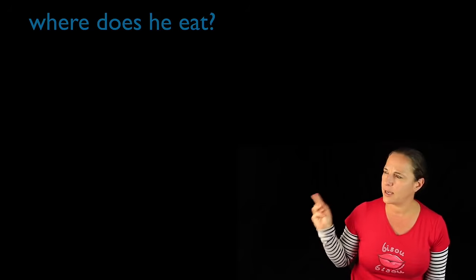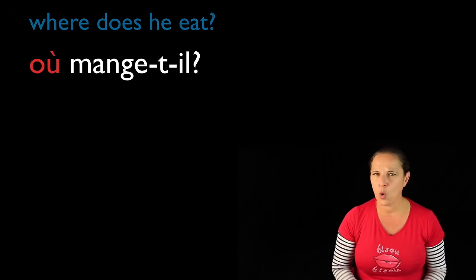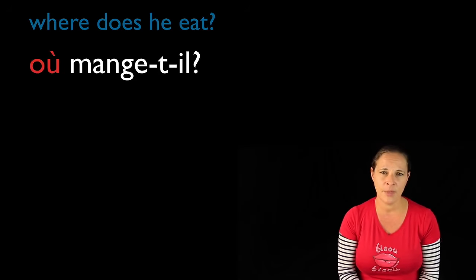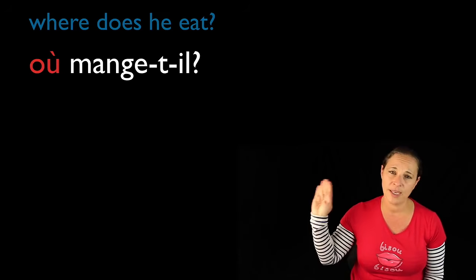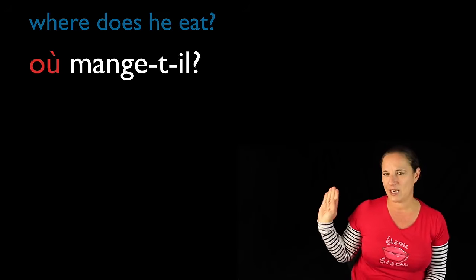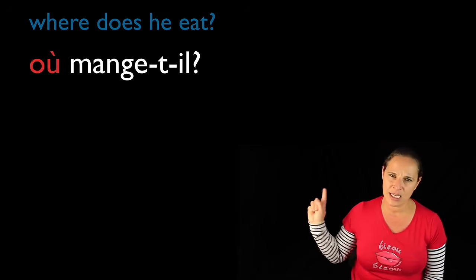Well, it will look like that in French. Où mange-t-il? Okay, what we've done is inverted the verb to the subject. So verb first, mange, and then il, the subject. Now, what we've done as well is we added a T in the middle.